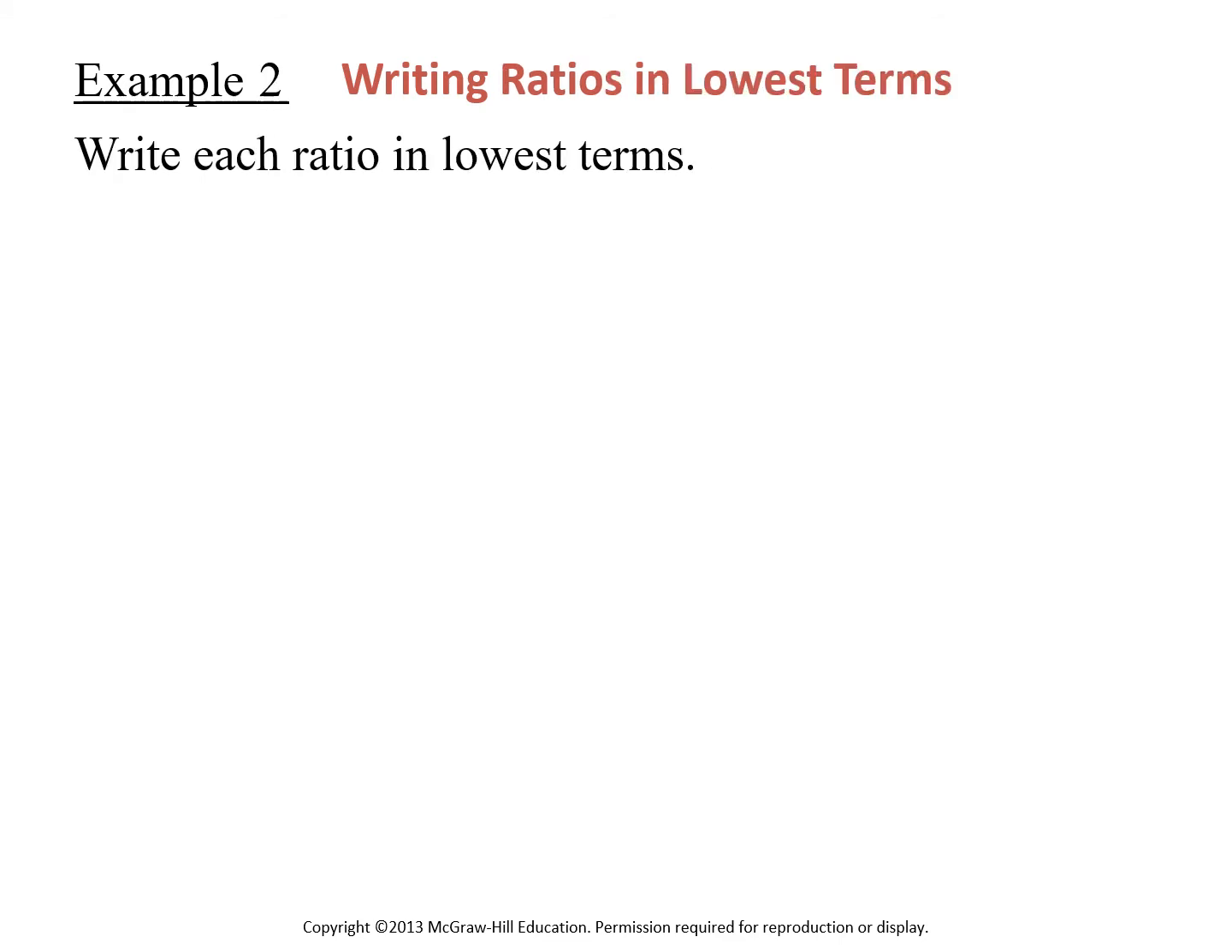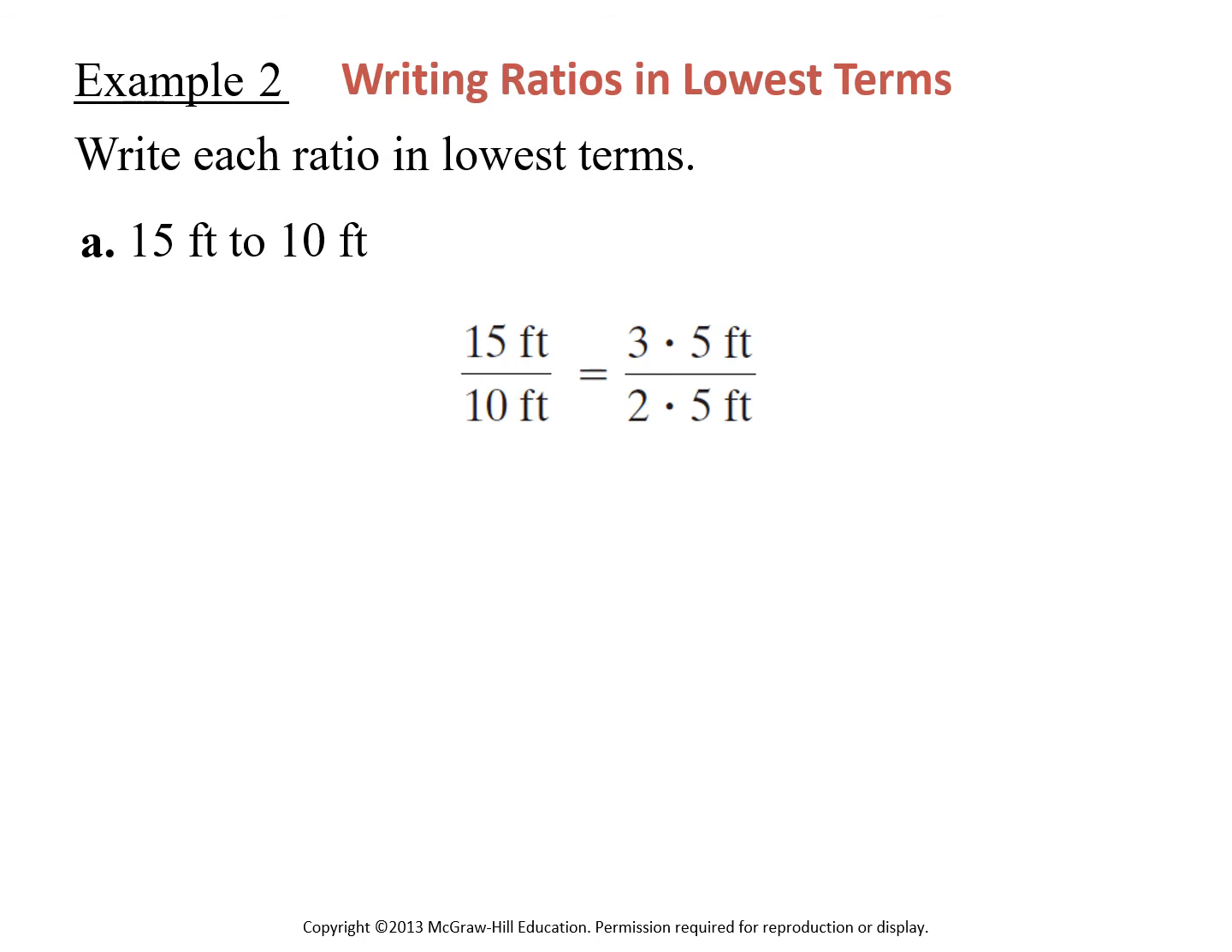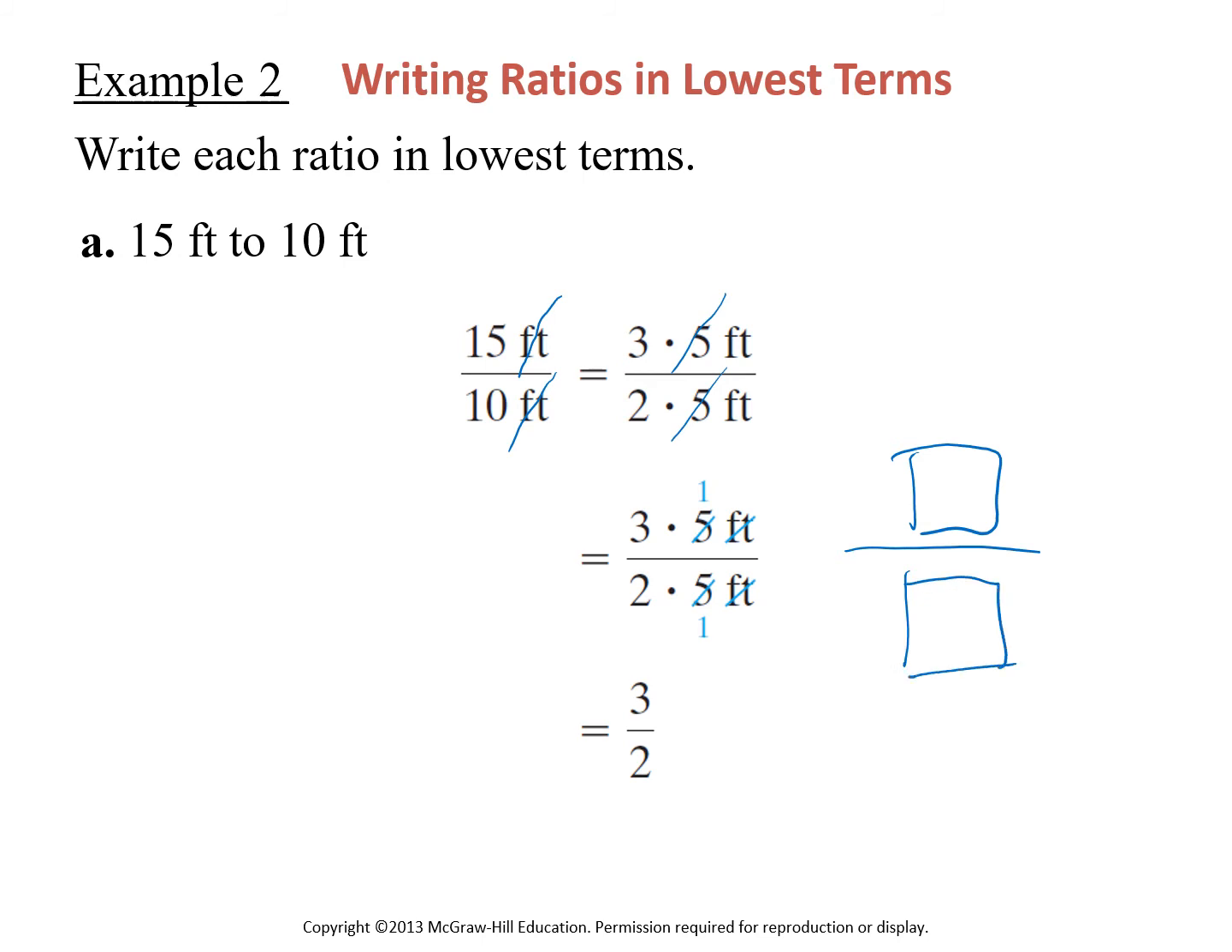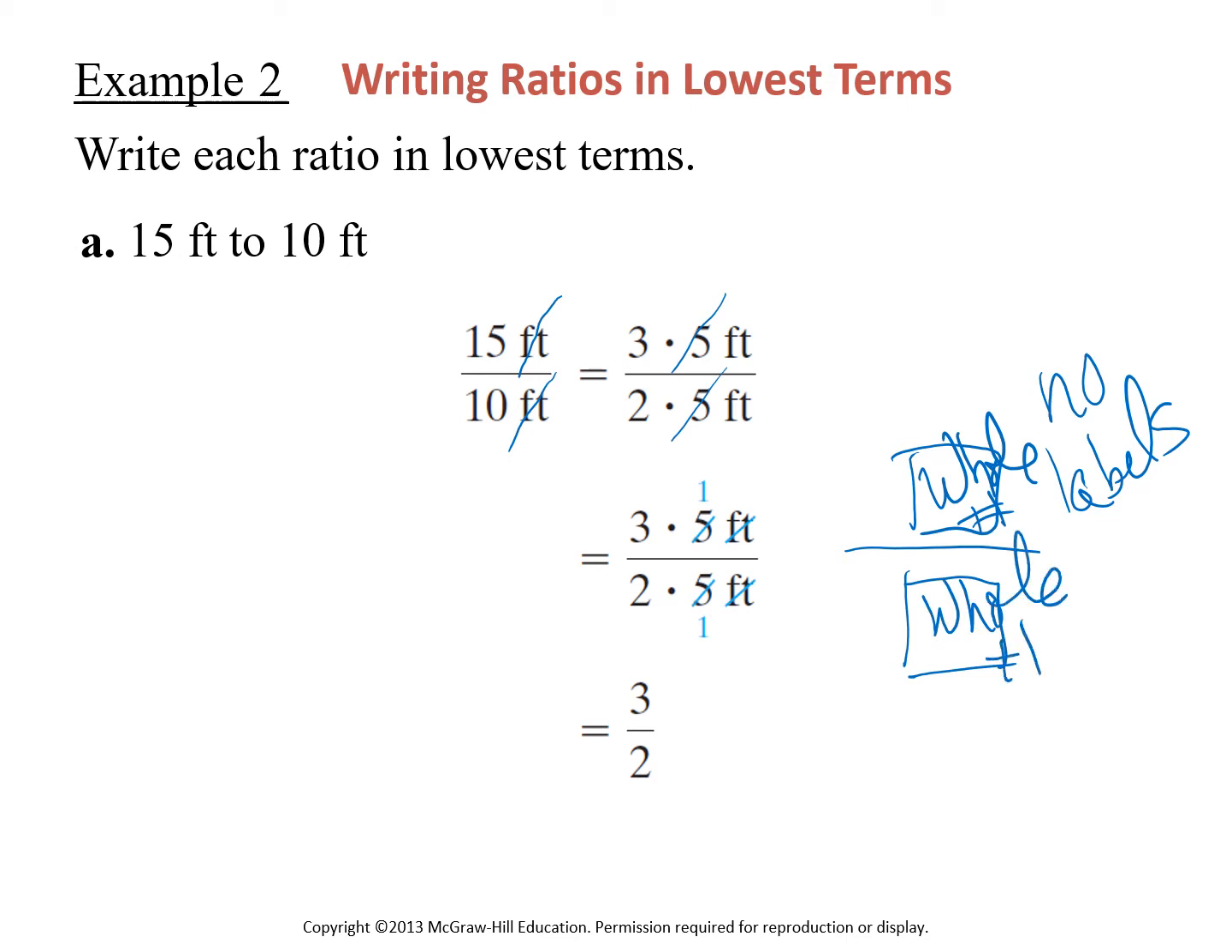We're going to write ratios in lowest terms, and we have 15 feet to 10 feet. And so I start by writing it as a fraction, and then I recognize the units are the same, so the units will cancel. We can divide out a common factor of 5, and my ratio is going to be 3 to 2. So when we write ratios, we're going to have a whole number in the numerator, a whole number in the denominator, and we don't need any labels because the labels cancel. The units are the same. So whole number, no labels.